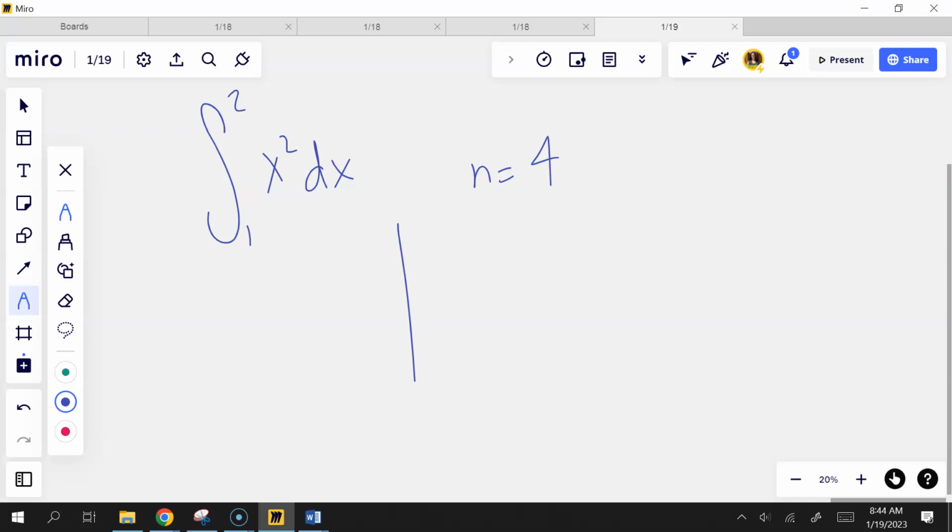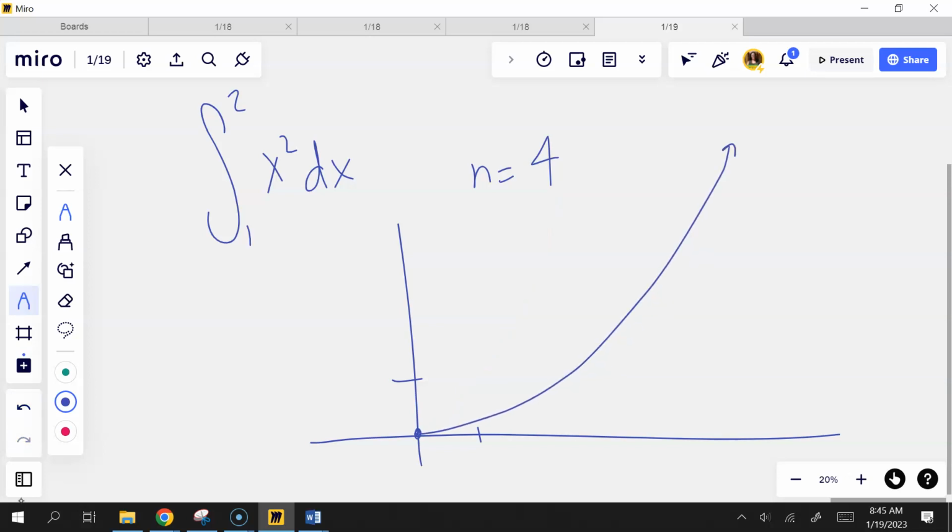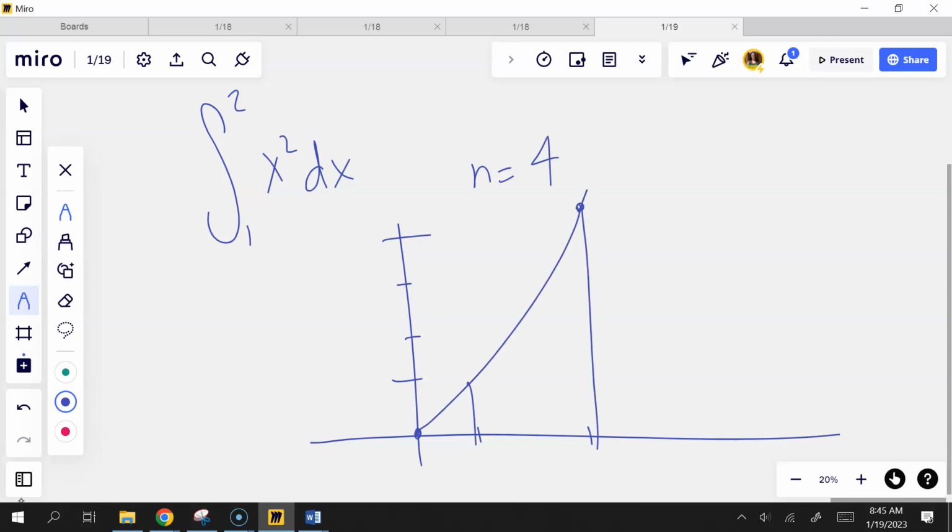All right, so from 1 to 4, this is just a parabola that opens up, right? 0, 1, 1, and it's going to do something like this. Really exaggerate this. No, this is just an example. I'll do a homework problem next. This is the area I'm looking for, right? You okay with that? From 1 to 2.